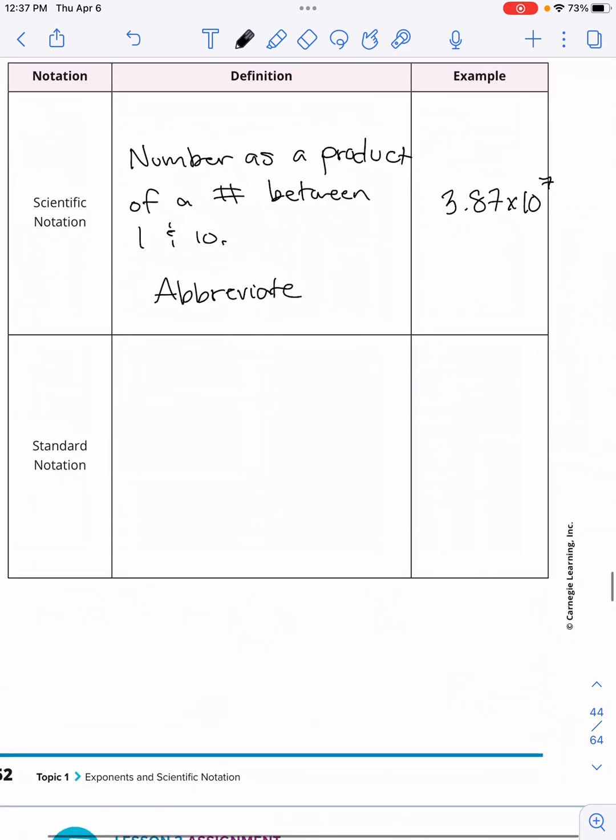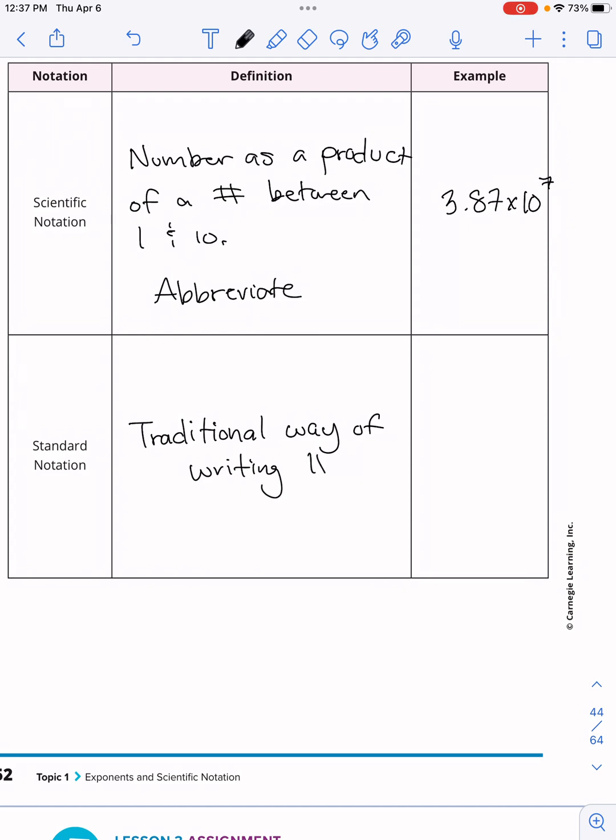And then standard form, it's the traditional way of writing numbers. Or how we're used to writing numbers. So for an example, I'm going to give you a big number. Let's say 59,325,123. Okay, there you go.